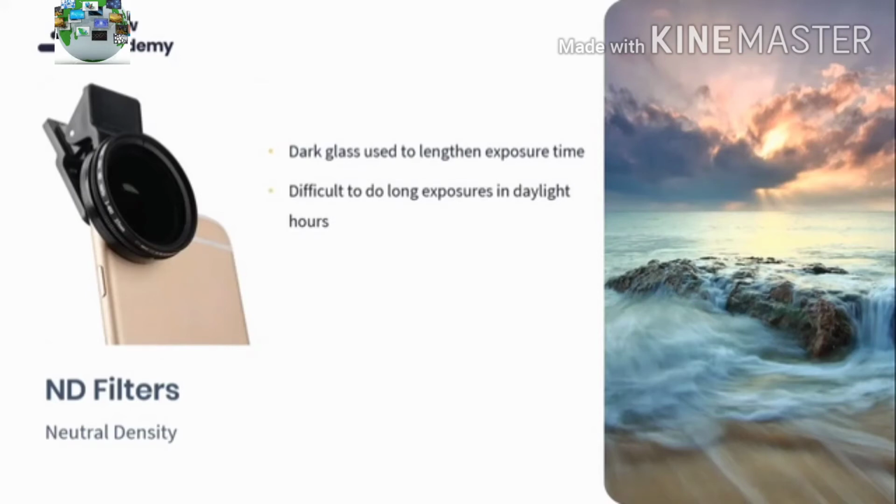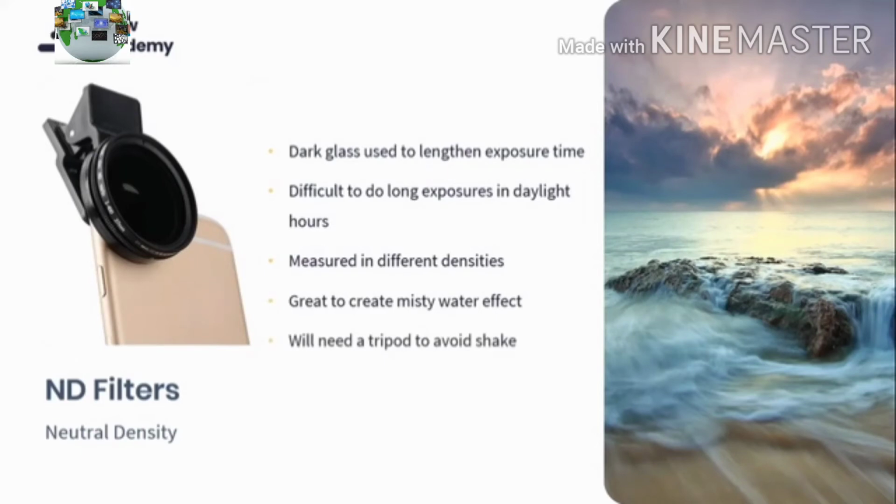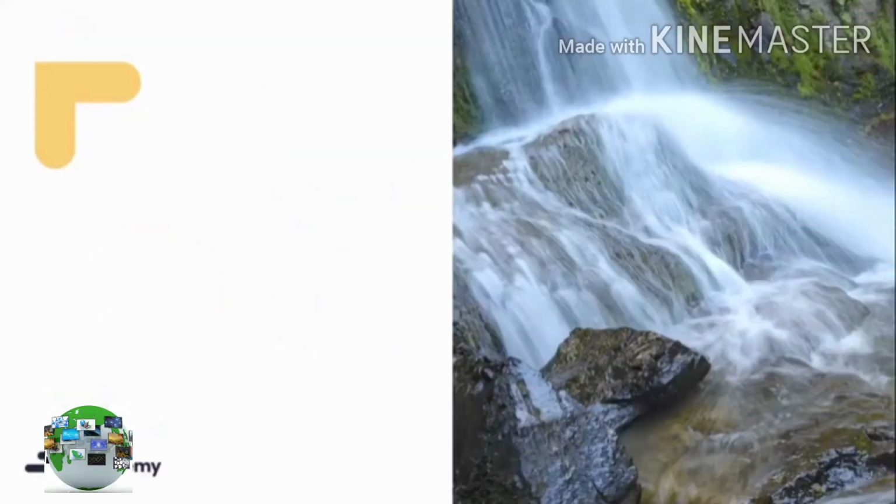Now, after our shutter speed lesson, our last lesson, you may have been out there practicing your shutter speeds and found that your images were becoming very overexposed when you were using longer shutter speeds in daylight hours. And that's because there's simply too much light, far too much light coming into the sensor, and it becomes completely overexposed. So a neutral density filter is designed to reduce that light. They're measured in different densities, different darknesses. They're great to create that misty water effect and do long exposures. You definitely need some sort of tripod though, however, when you are using them, to avoid camera shake.